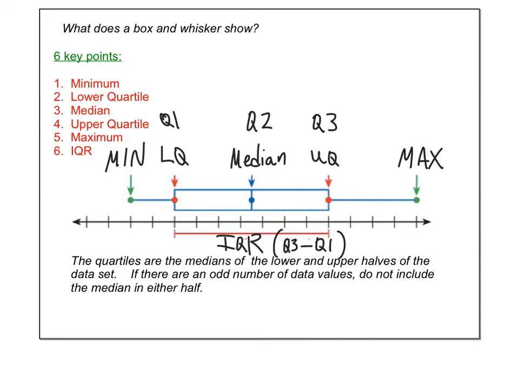The quartiles are the medians of the lower and upper halves of the data set. If there are an odd number of data values, do not include the median in either half. And we will discuss that moving forward.